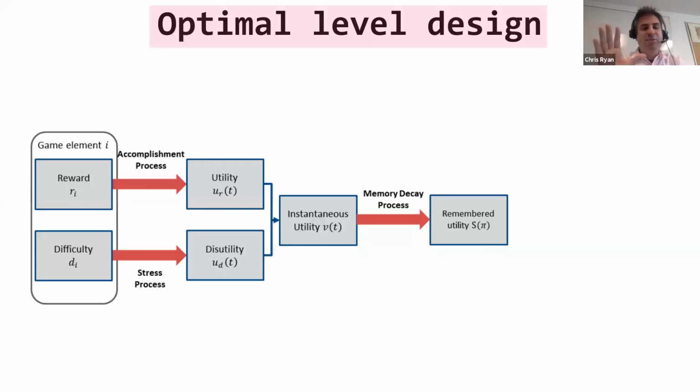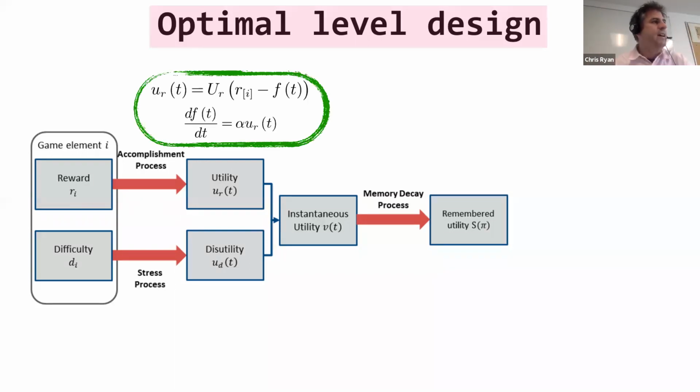So the rewards give rise to a utility process. I like those rewards, and difficulty gives rise to a disutility process, because difficulty requires effort on my part, which can wear me out. Okay, so there's some disutility associated with facing difficulty. And as I said, we modeled it in this way.